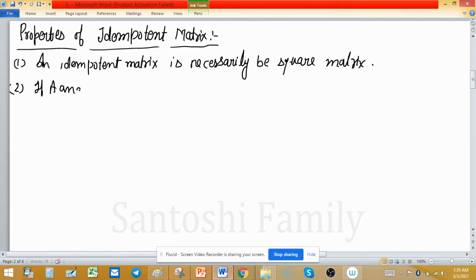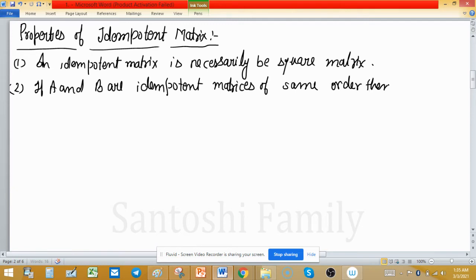If A and B are idempotent matrices of the same order, then AB is idempotent if and only if AB is equal to BA, meaning if they commute.